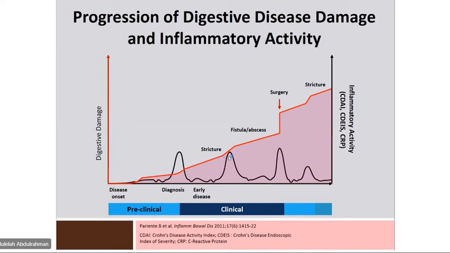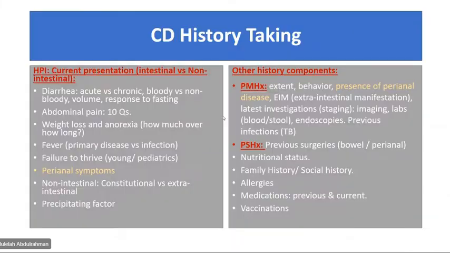If you leave the patient without treatment, he will end up with stricture and fistula, and end up having surgery. This is just to show you the importance of identifying the disease early and maybe considering hitting hard with the management that we give in certain patients, depending on what we call prognostic factors.